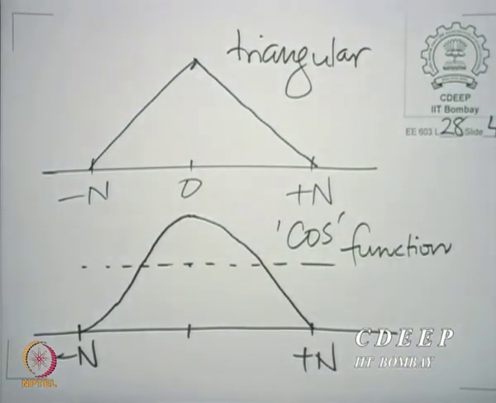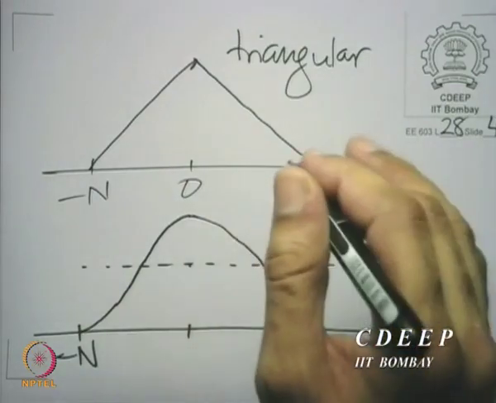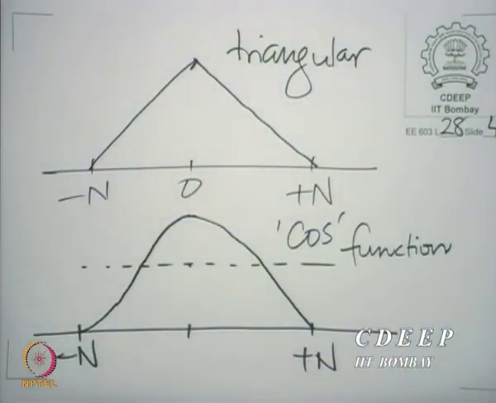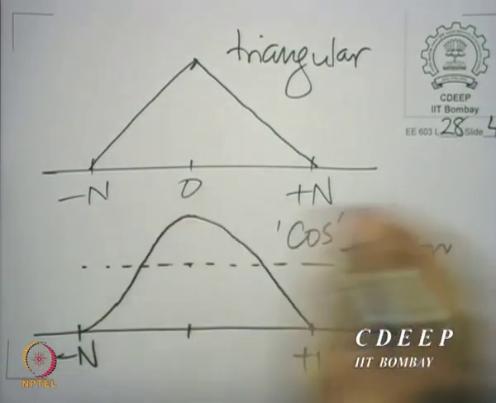And of course, we could conceive of many other windows like this. These are all examples of shapes that one can put between minus N and plus N. And then each such shape, when it is put between minus N and plus N, is sampled at every integer. So, v[n] could be essentially samples of different shapes put between minus N and plus N, taken at the integers. Naturally, as capital N grows, the number of samples increases.